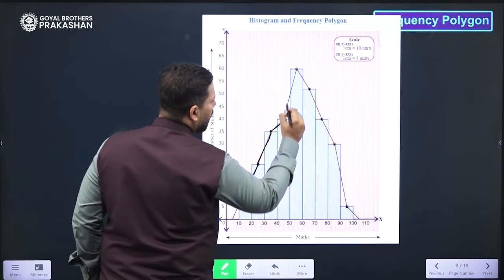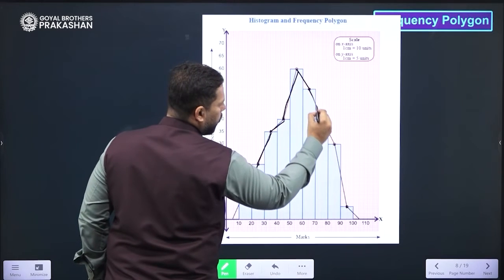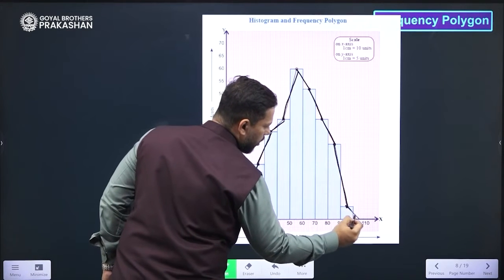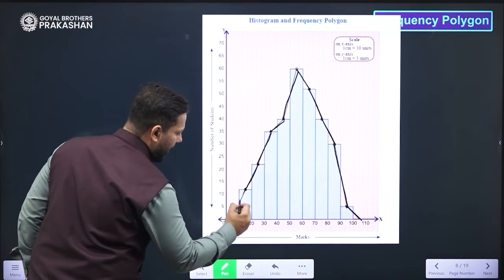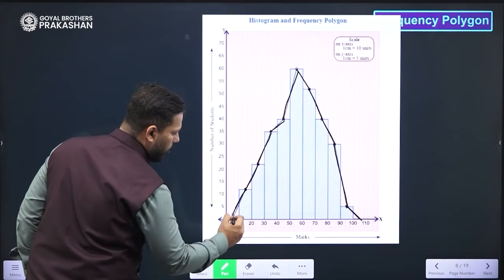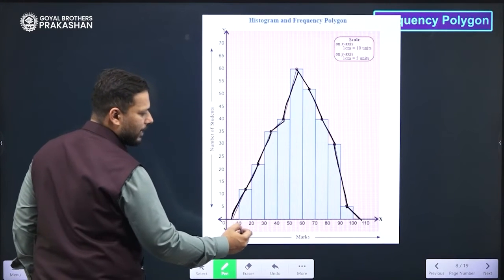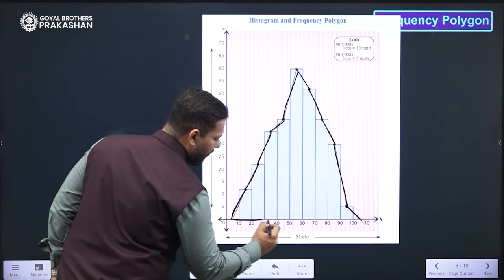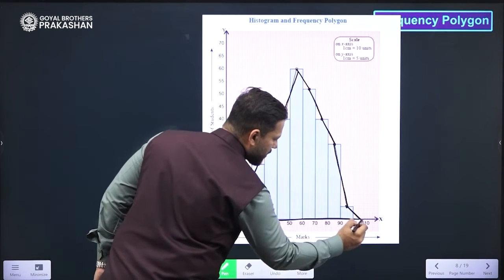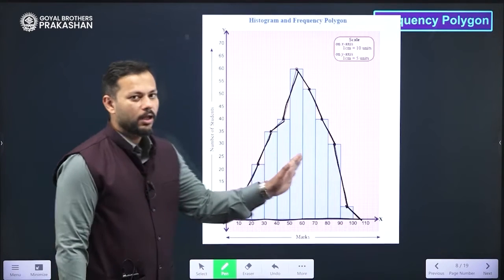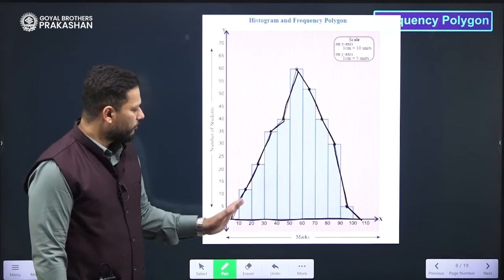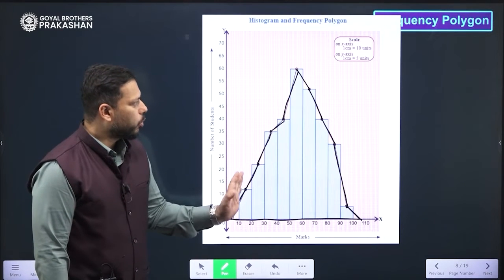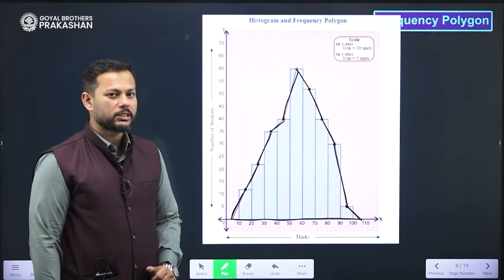Then these midpoints are joined using line segments. You can see over here that we have joined these points using line segments, and we have completed our polygon by extending it before, preceding the lowest class interval, and succeeding the highest class interval. And when we complete the base, this looks like a frequency polygon which has n number of sides and is a closed polygon. So this is what a frequency polygon looks like.